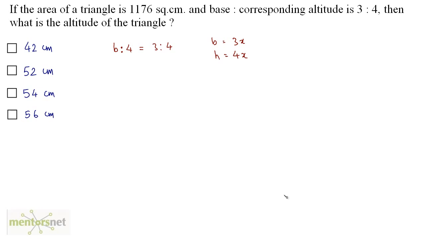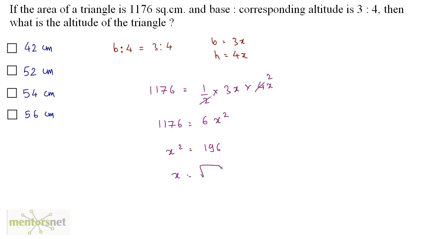Now the area of this triangle is 1176, which is equal to half into base into height, so into 3x into 4x. 2 times 2 is 4, so we have 1176 is equal to 3 2s are 6x square. Okay, so x square is equal to 1176 divided by 6, and that will give you 196. So x is equal to root of 196, and that's 14.